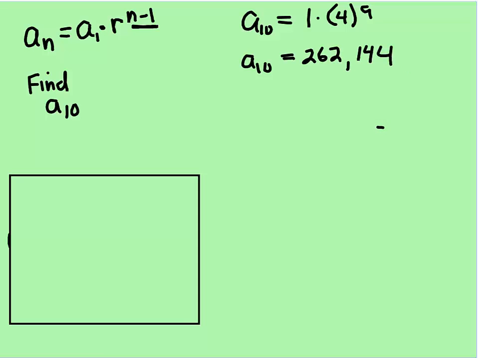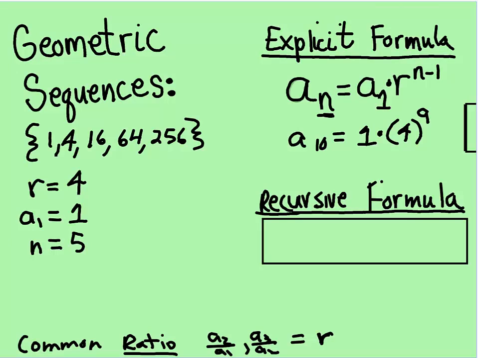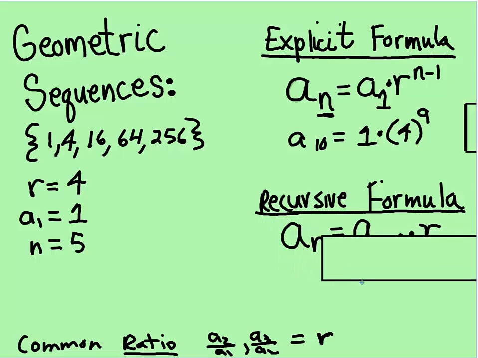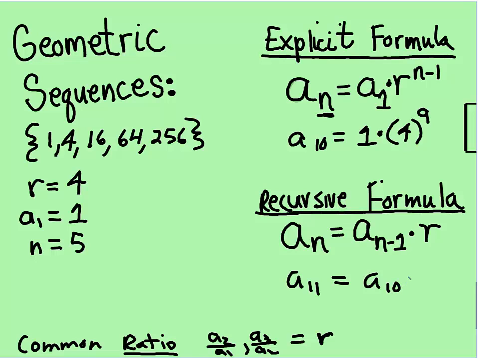And we're going to keep a hold of that, and then we're going to talk about recursive. So recursive formulas, remember, are based on previous information. So if I wanted to find the 11th term, I could just take 11 subtract 1, the 10th term, and multiply it by the common ratio. And that's what I'll do here.